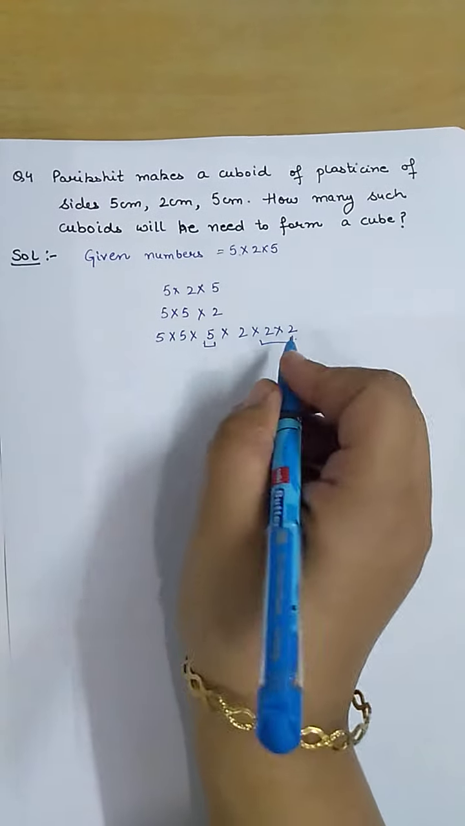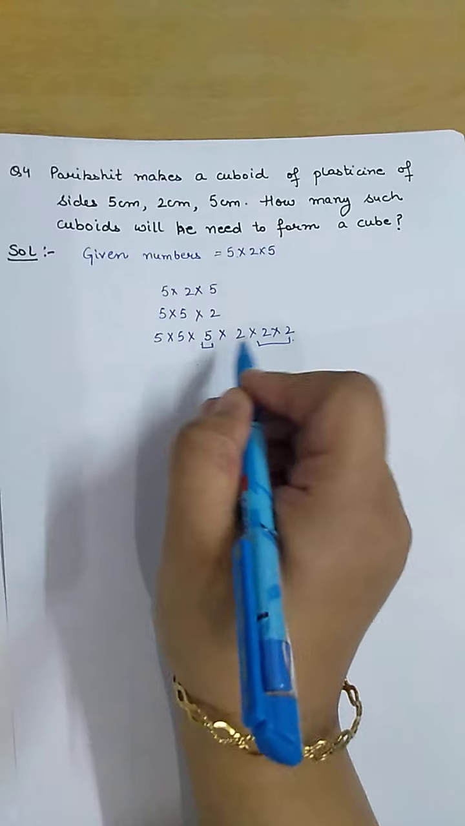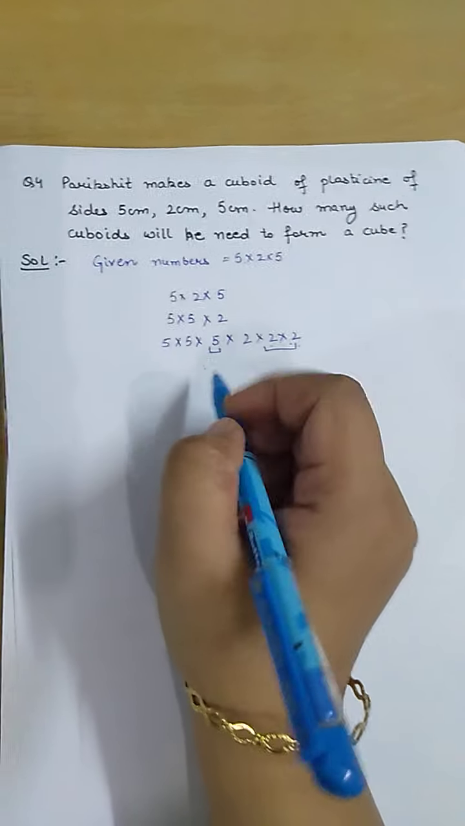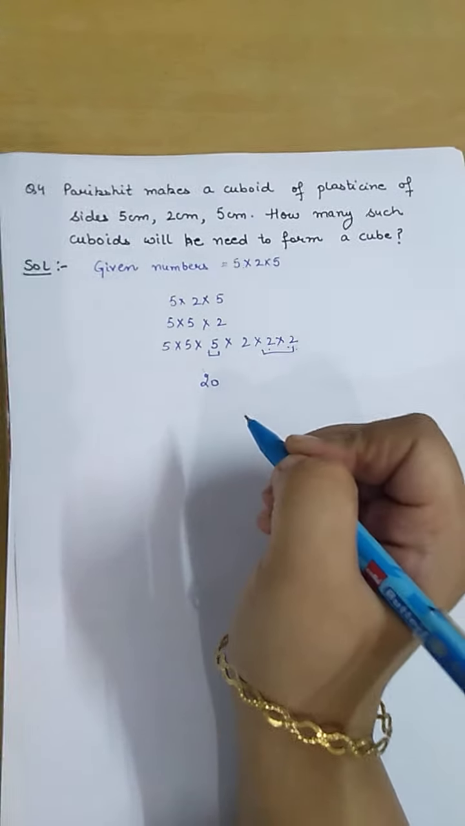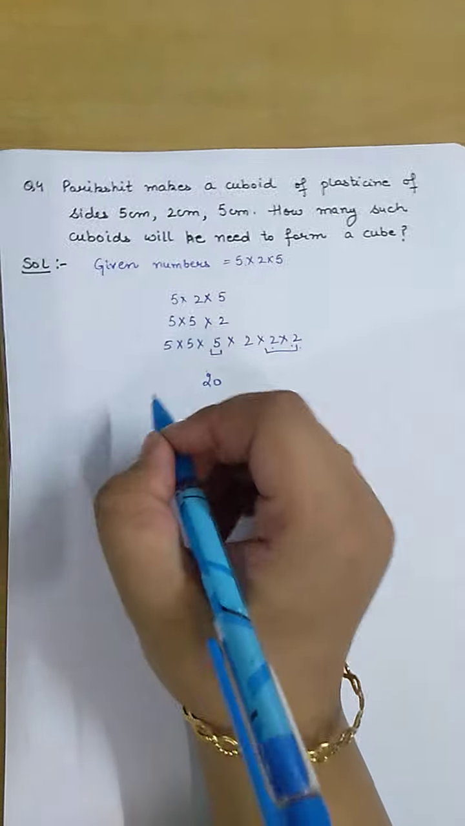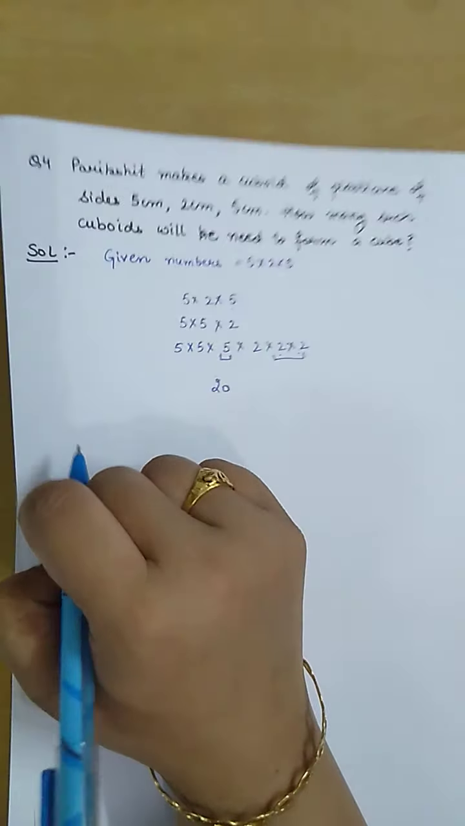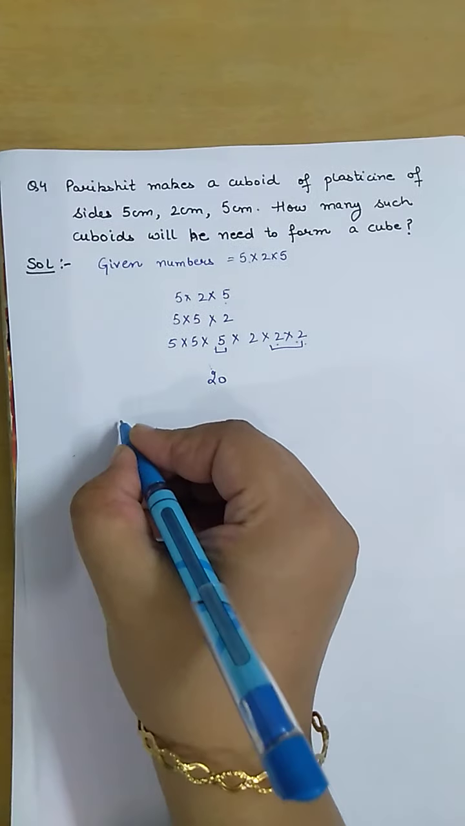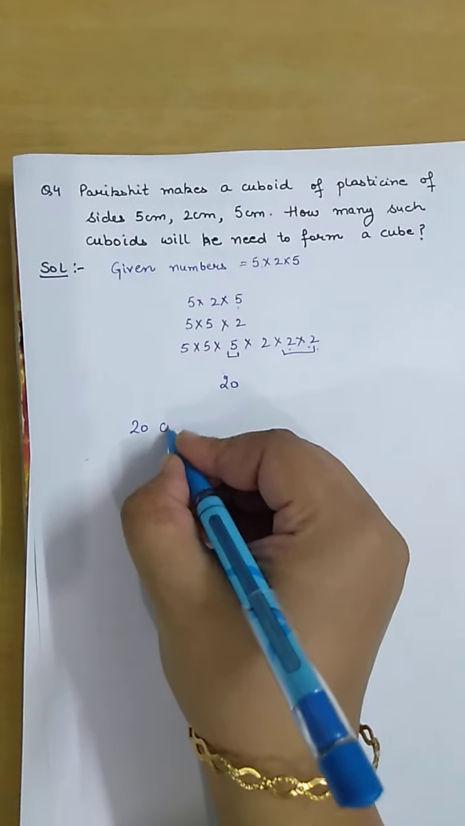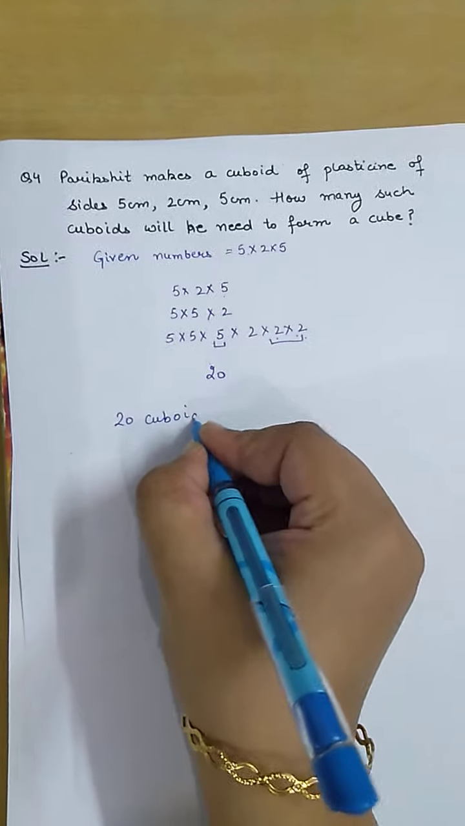So how much have I added in this? 5 into 2 into 2. It means I have multiplied by 20 more so that I make this a perfect cube. So your answer is 20 more cuboids he needs to make one cube.